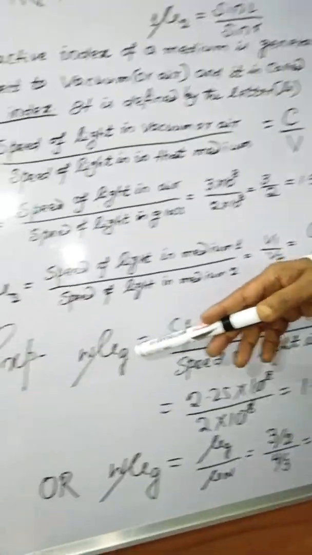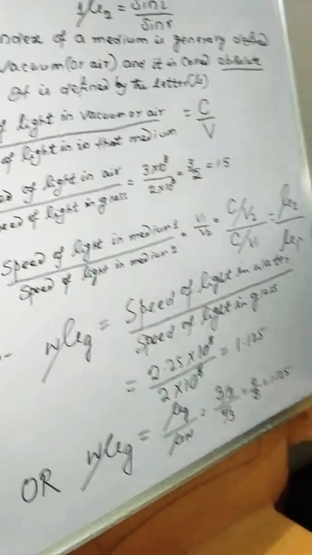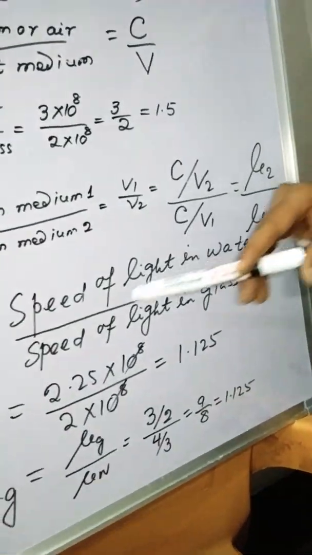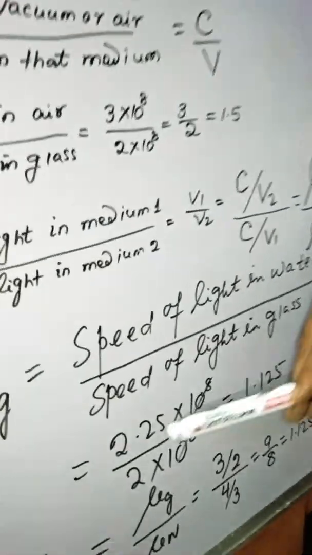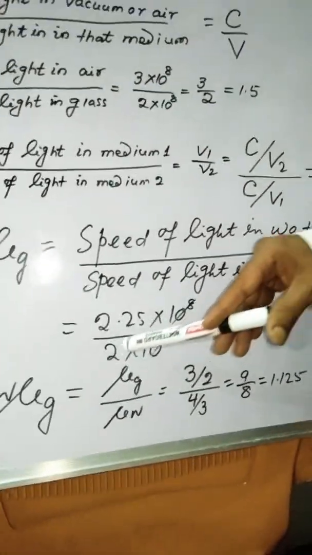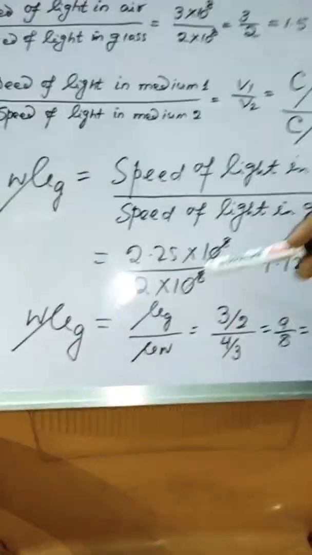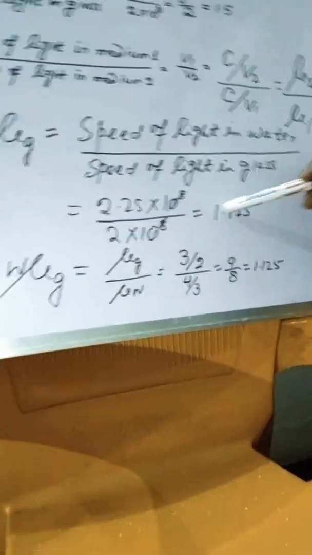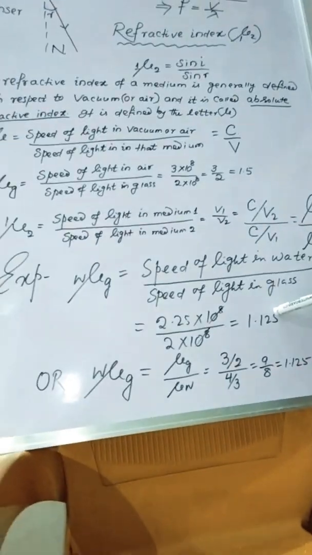One example I am saying. Suppose the refractive index of glass with respect to water, we can write as the speed of light in water by the speed of light in glass. That is equal to 2.25 into 10 to the power 8 by 2 into 10 to the power 8. Then 10 to the power 8 cancels. 2.25 divided by 2 is 1.125. As I already told you, refractive index has no unit.